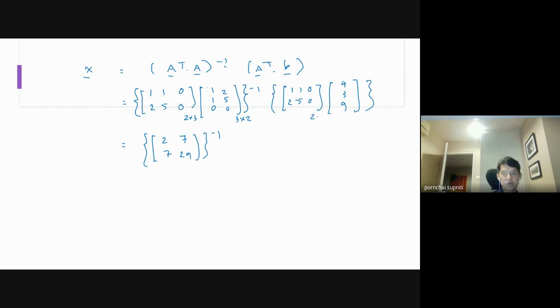So here is 2 by 3. This is 3 by 1. When you multiply together, you get 2 by 1, right? So here you have 1, 1, 0 multiply with 4, 3, 9, you get 4 plus 3, 7, right? And then here you have 2 times 4 plus 5 times 3, which is 8 plus 15, which is 23, right?